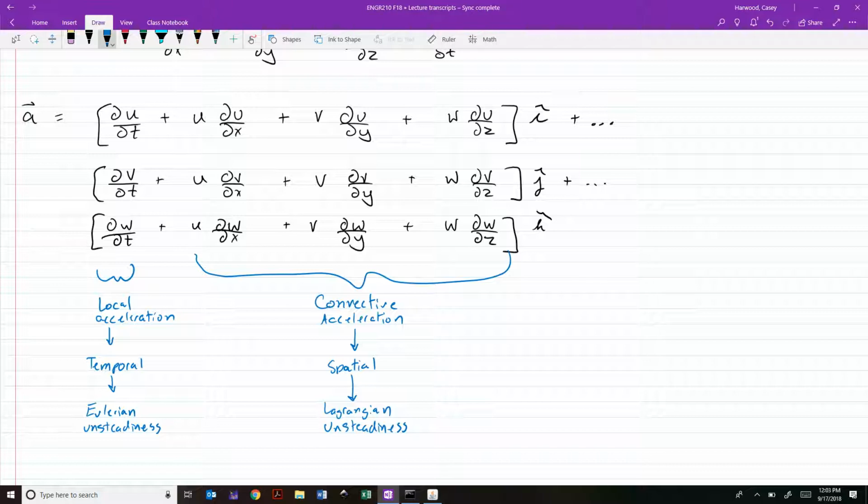This seems like a mighty complicated way to write out an acceleration, but it's really quite formulaic. You'll notice that in each row, the arguments of our derivative are the same. Across the top, the argument is u. Across the middle, it's all v, and across the bottom, it's all w. So this suggests that there's some sort of pattern to this expression.